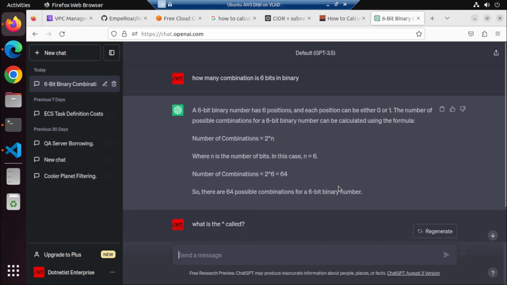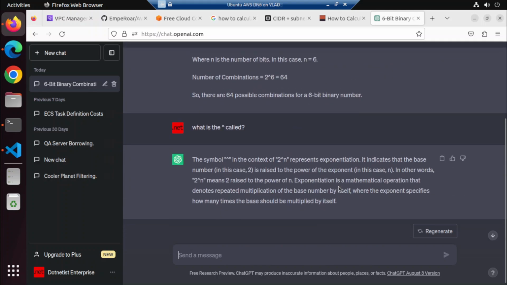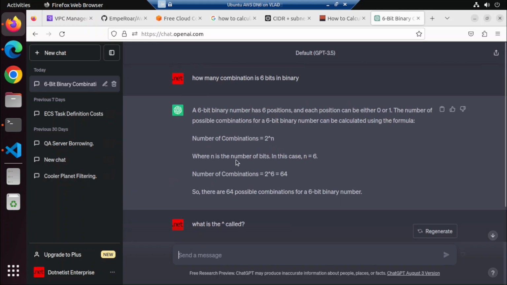Damn. That's why you should listen to your class, kids. So here, 2 to the power of n, where n is the number of bits. In this case, n equals 6. Number of combinations equals 2 to the power of 6, which equals 64. So therefore, there are 64 possible combinations for 6 bits.